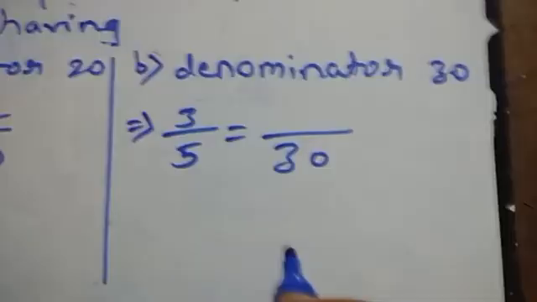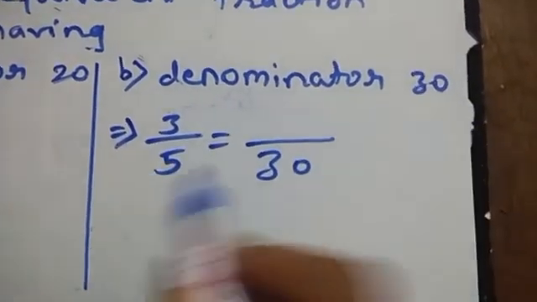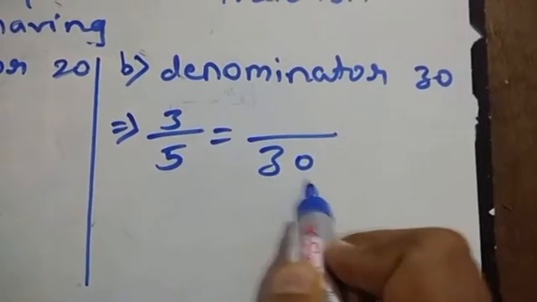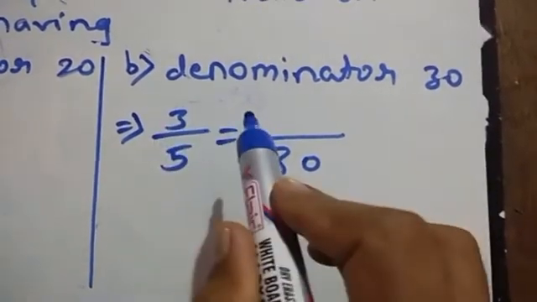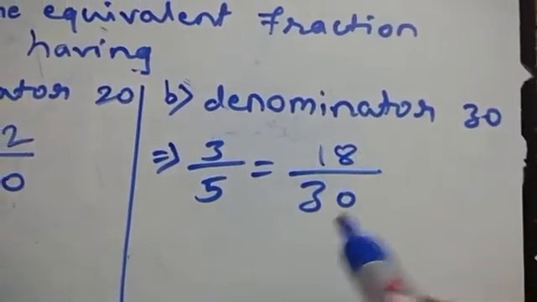One more example, see here, denominator 30. Therefore 3 upon 5 is equal to dash upon 30. So 5 6s are 30, we got here, right? Therefore 3 also multiply with 6. Therefore the numerator will be 18. Therefore 3 upon 5 is equal to 18 upon 30.